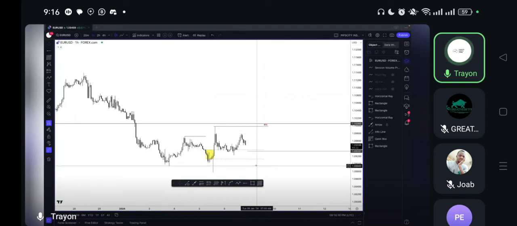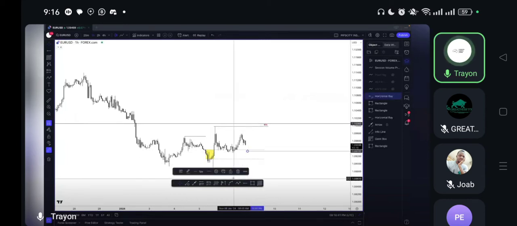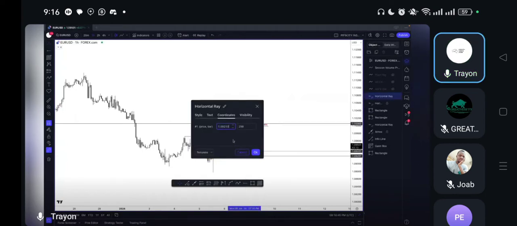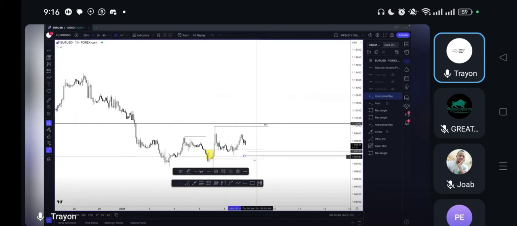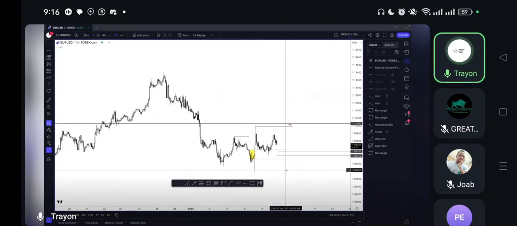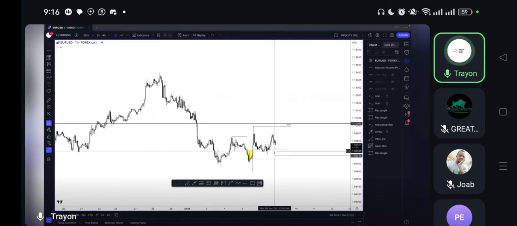Interesting. I do have a buy limit here, and my stop is just below. Stop is at that level. I do see price pushing to take out that liquidity. That's like a simple 1 to 3 trade.